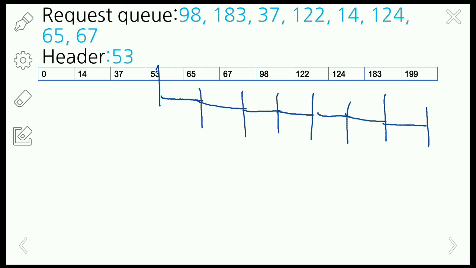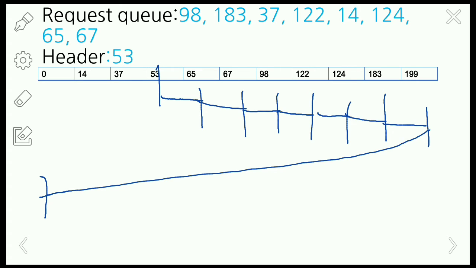After reaching the end of the disk, it is going to come back again. In the return trip, it is not going to service any of the requests. It will stop at 0, that is the other end of the disk. Again starting here, it is going to service the remaining requests, that is 0 to 14, and then 14 to 37. Therefore the waiting times of the requests 14 and 37 are reduced here.